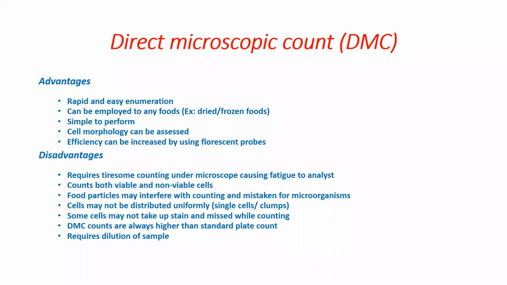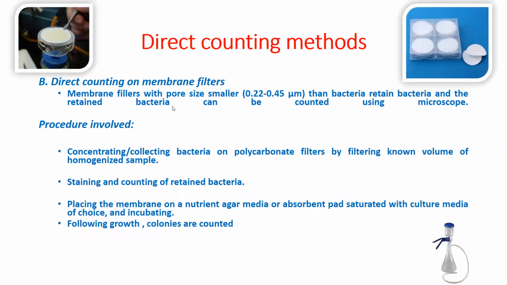Dilution of the sample is required. DMC counts are always higher than the standard plate count. Why are DMC counts always higher than the standard plate count? Because DMC counts both viable and non-viable, whereas standard plate count counts only viable. So that is the advantages and disadvantages.